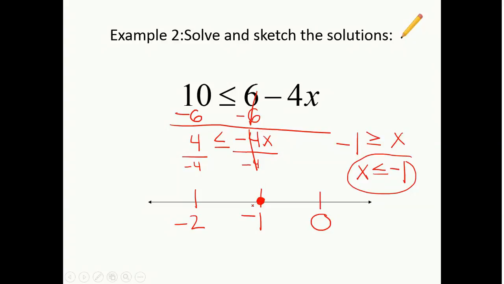Now, here's the big reason why I like the variable on the left. Notice how I need the numbers smaller than negative 1. Well, 0 is not smaller, negative 2 is. So I can shade on that side. Did you notice how I shaded on the side the way the arrow points? That's what's really cool about having a variable on the left-hand side. If you have your variable on the left-hand side, you can just follow the arrow and immediately shade on the side the arrow points.